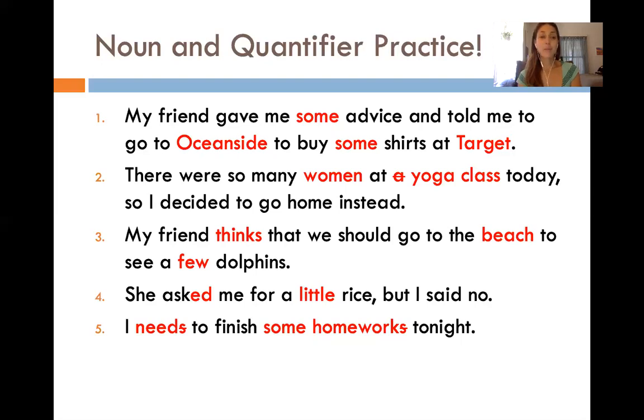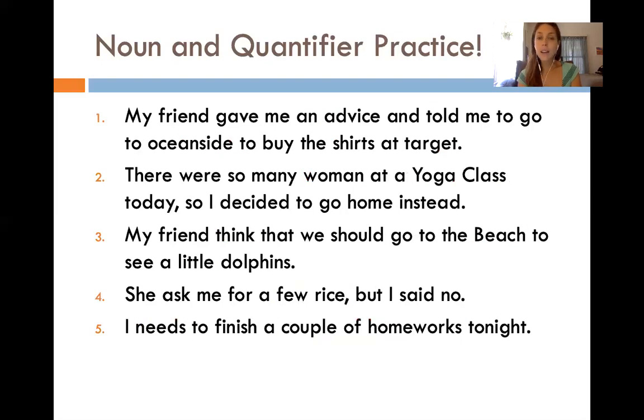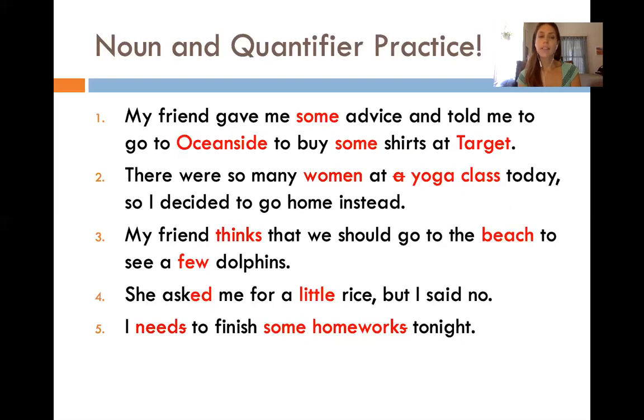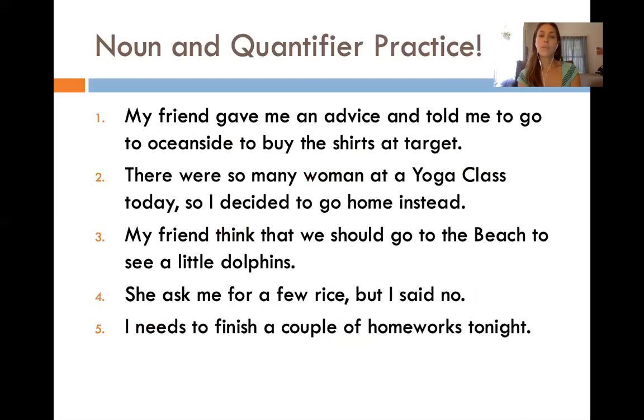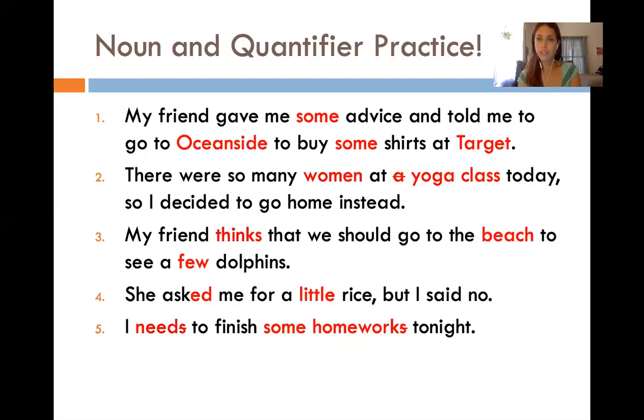All right, for number 3, my friend should be thinks. My friend thinks that we should go to the beach. The beach is never capitalized unless it has a name after it. To see a little dolphins. This does not make sense. Okay, we can't see a little dolphins. We'd have to see a few dolphins because a few goes with things we can count and a little goes with nouns that we cannot count.